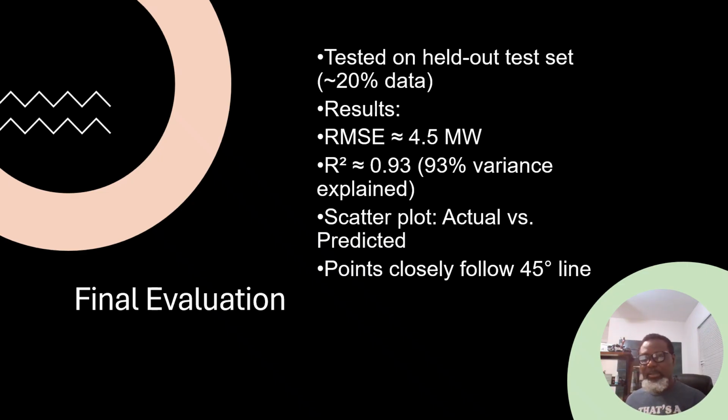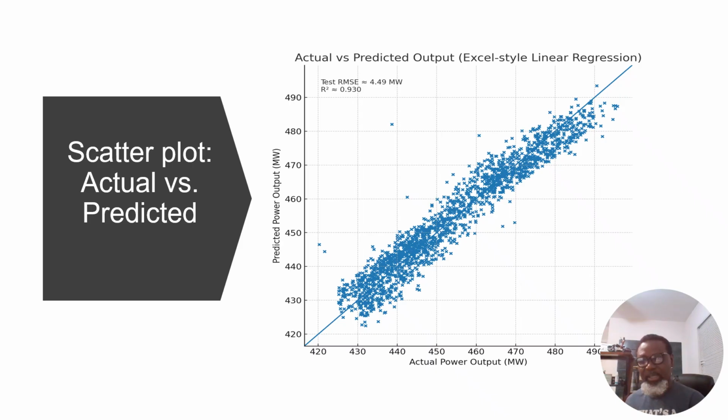Finally, I tested the model on a held out test set that was never used for training. On this test set, the regression achieved an RMSE of around 4.5 megawatts and an R2 of about 0.93. That means the model is highly accurate and generalizes well to unseen data.